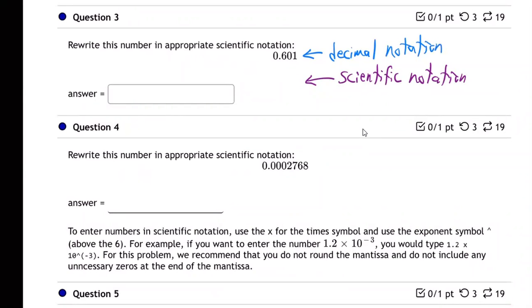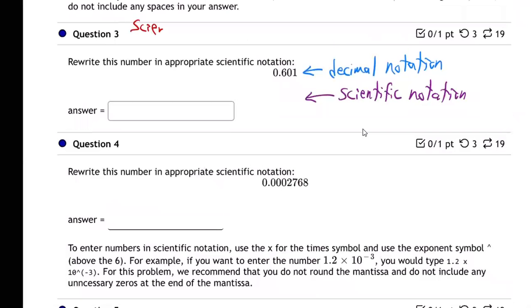So we're in decimal notation, and we have to change it to scientific notation. Okay, now let's become really clear on what scientific notation is. Let me write it over here, and get a little more room.